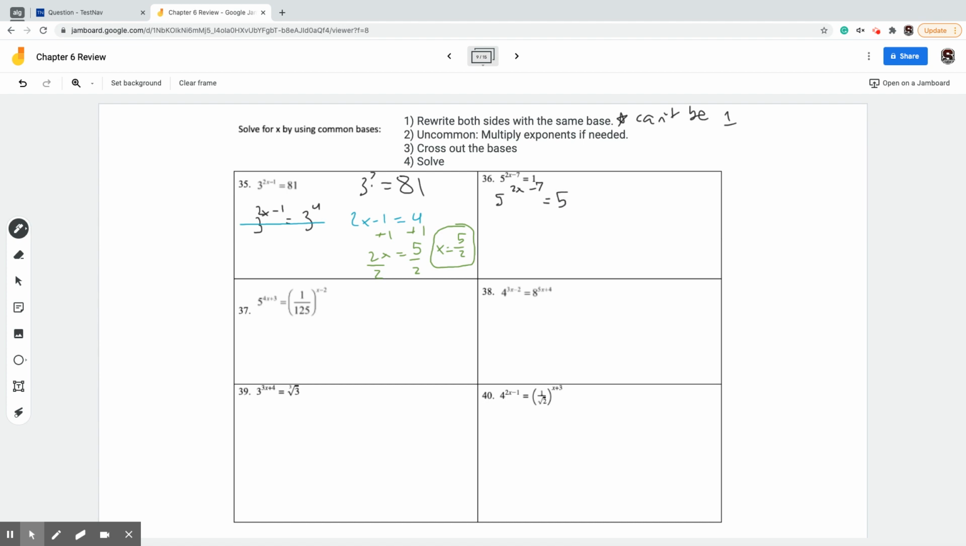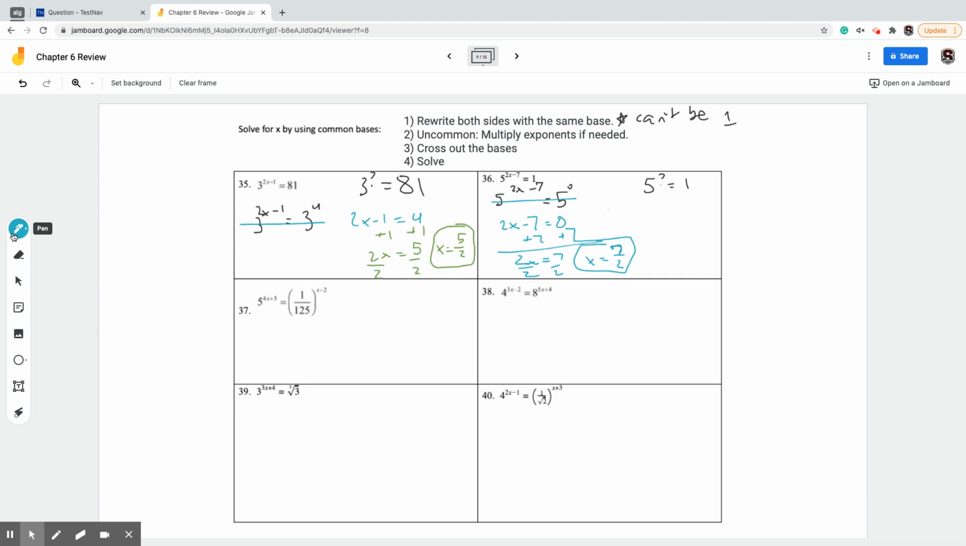And I need to express the 1 as 5 raised to something. So I'm going to ask myself, 5 raised to what will give me 1? Well, 5 raised to 0. And so now I can cross out my bases, and I can rewrite as 2x minus 7 equals 0. Plus 7, 2x equals 7, divide by 2, x equals 7 over 2, or 3.5, however you want to express it. 7 over 2 is my answer.